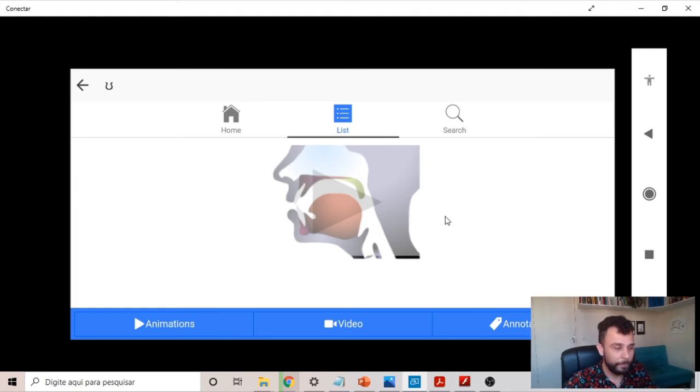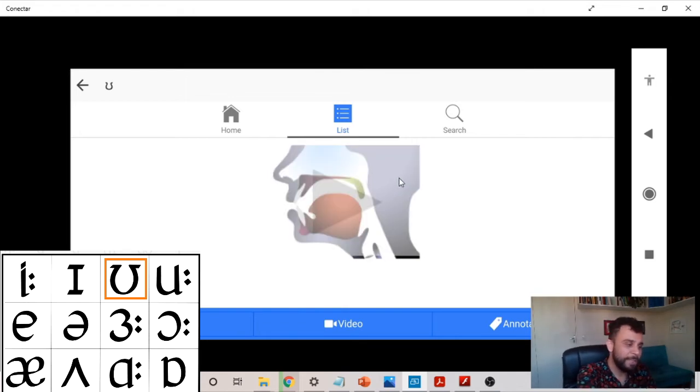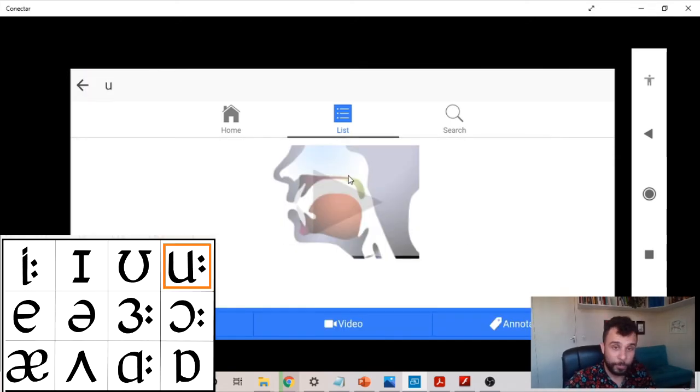Now then we have this one. Look, your tongue moves up, but it moves backwards, right? So this is a high vowel, but it's also a back vowel. But this vowel is not as back as this one. You see the difference? Both of them are high, but this one moves even further back.